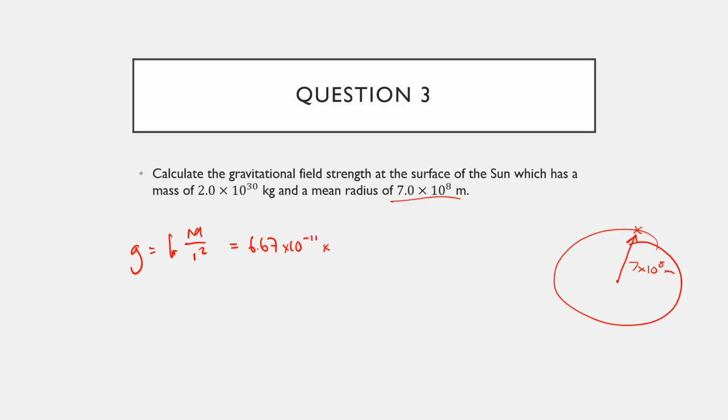and work it out. And you get around 272 newtons per kilogram. Quite a lot larger than what is experienced on Earth. But again, it's just a plug in and solve question. Nothing fancy going on here. You've got an equation for field strength, put numbers into it, work it out.